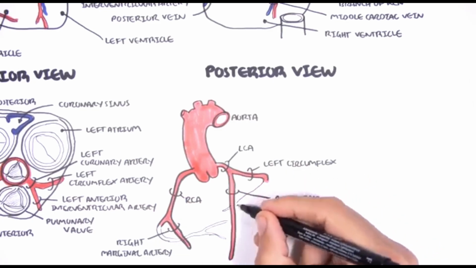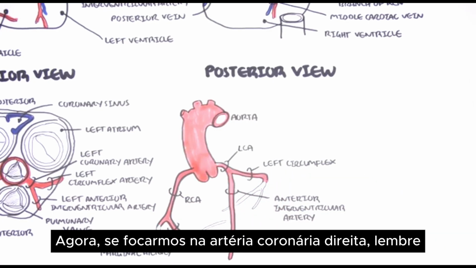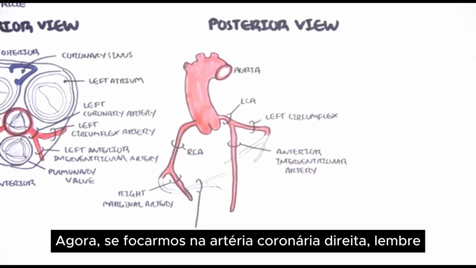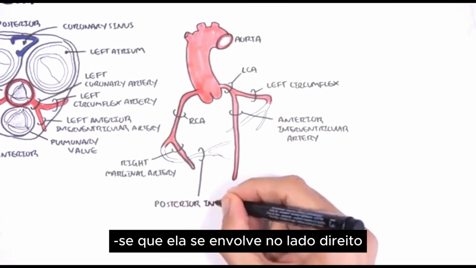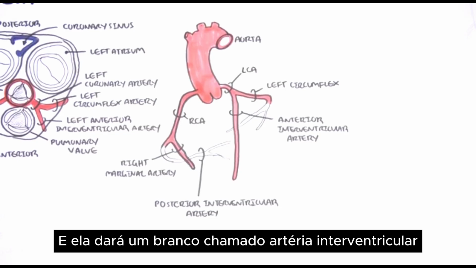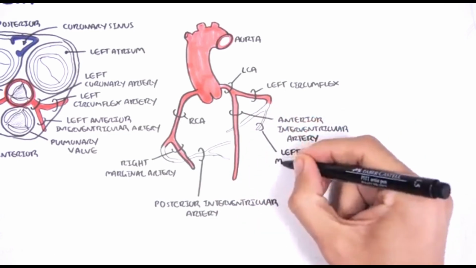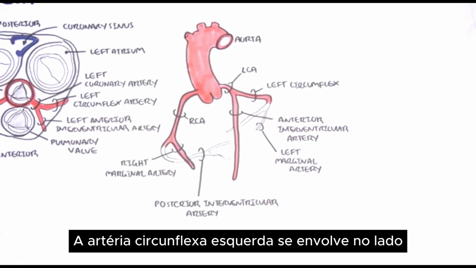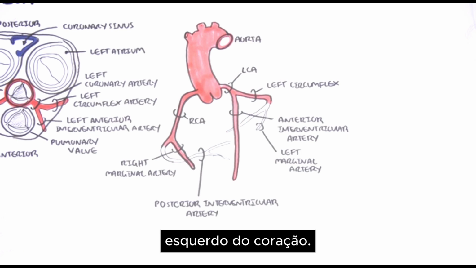Now, if we focus on the right coronary artery, remember it wraps around the right side of the heart, and it will give off a branch called the posterior interventricular artery. Your left circumflex artery wraps around your left side of the heart, and actually it will give off a branch called the left marginal artery.